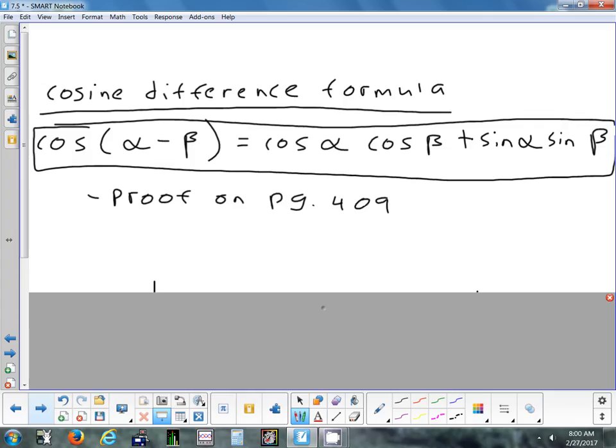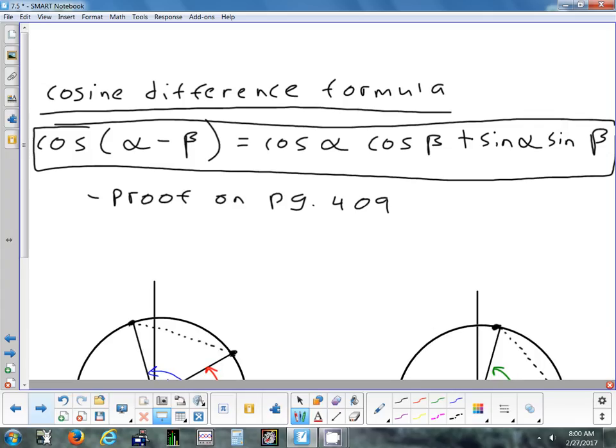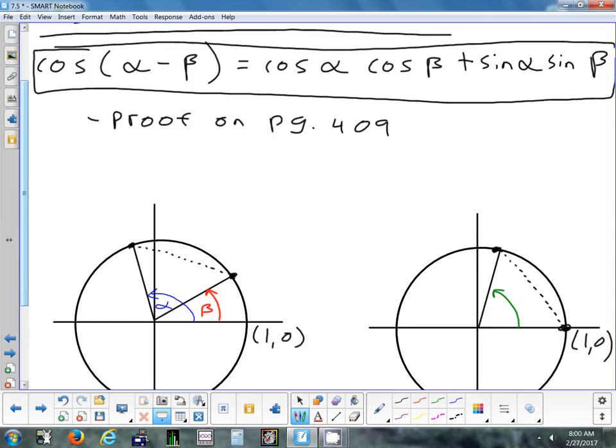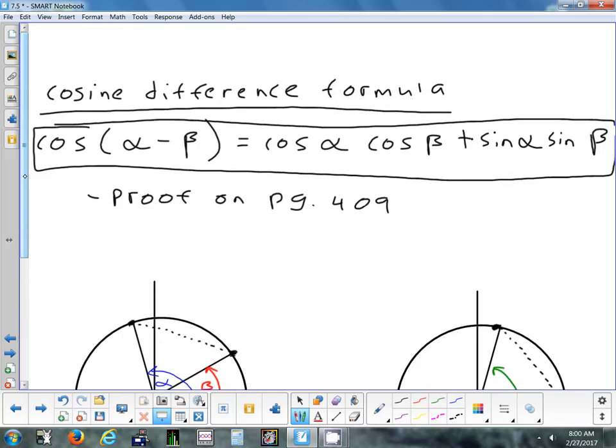The proof of that is on page 409. I'm not going to go through the proof, but if you were to look at it, it has something to do with these diagrams, and it involves making a couple different triangles and then measuring some angles. But again, it is a little complicated to go through. Any questions on the formula?